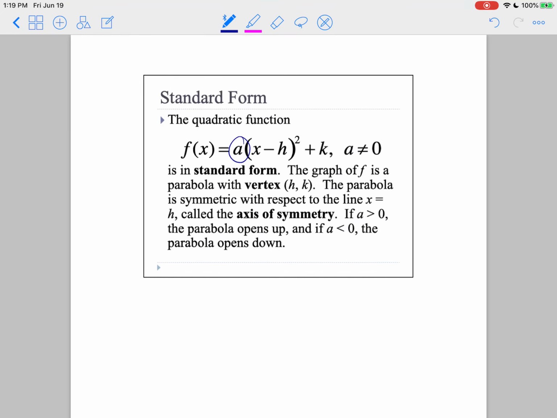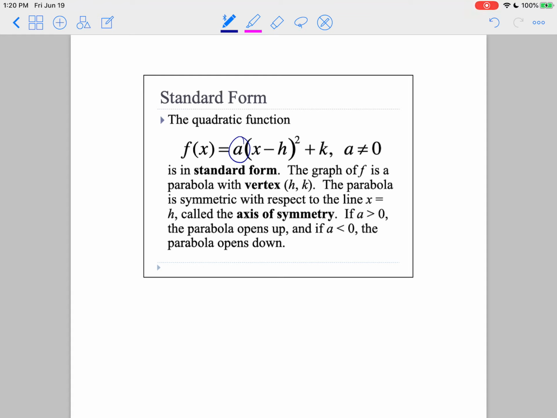And like we talked about in the transformations video in last week's videos, this is the vertical stretch factor and will change the vertical parts of your graph. So normally we go up 1, up 3, up 5, up 7. Now we're going to go up those numbers times whatever a is. And if a is negative, it also opens down.